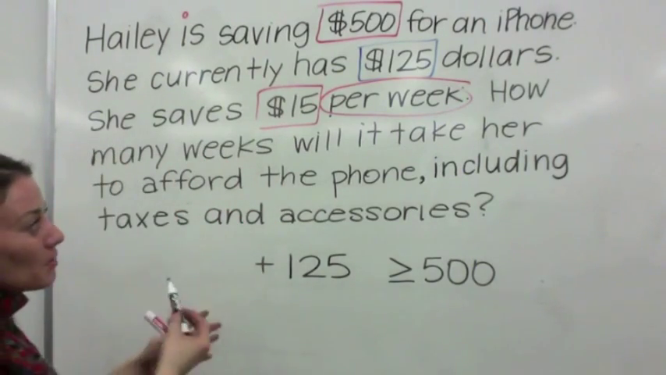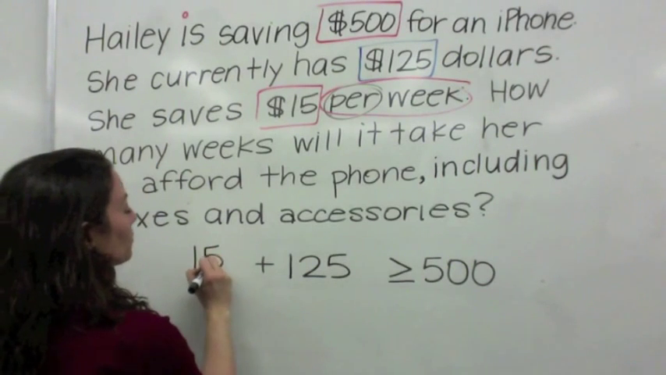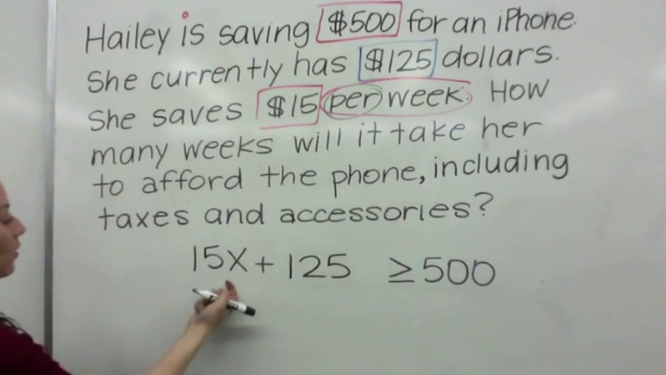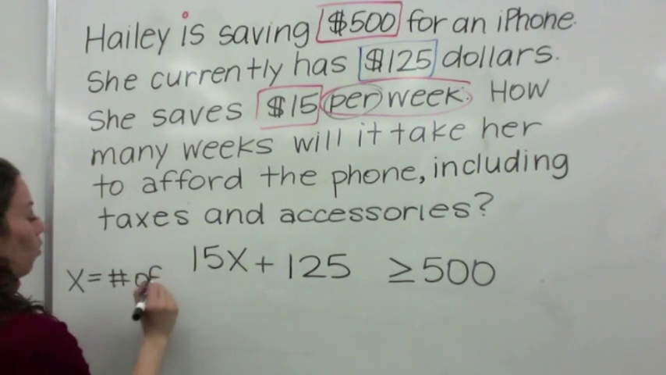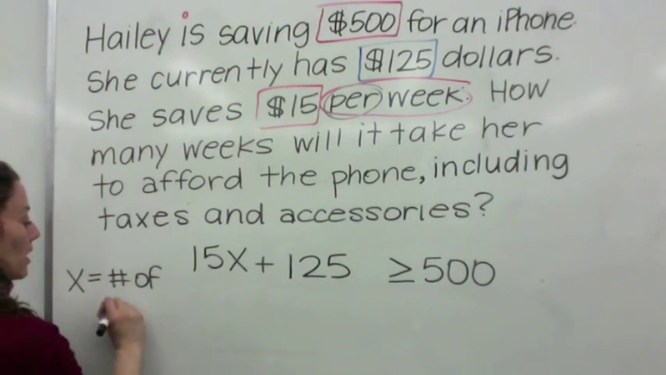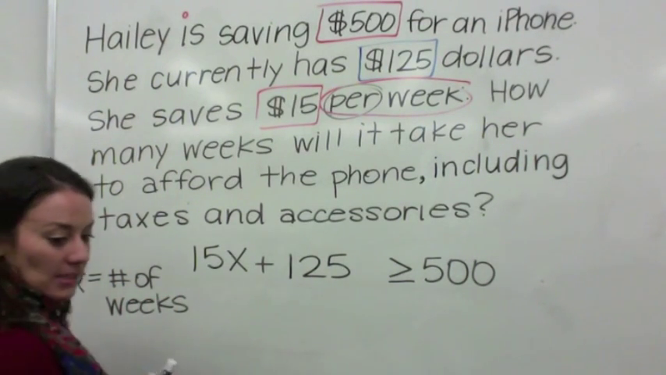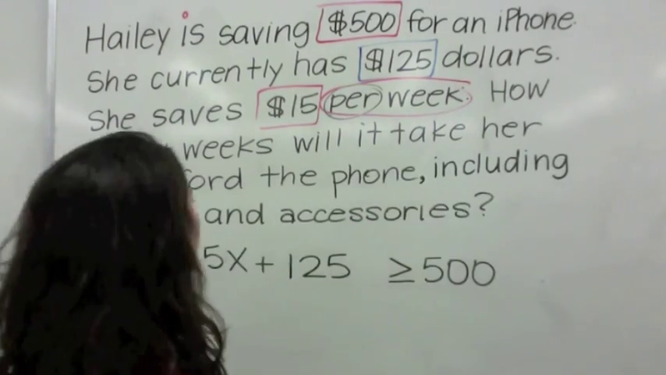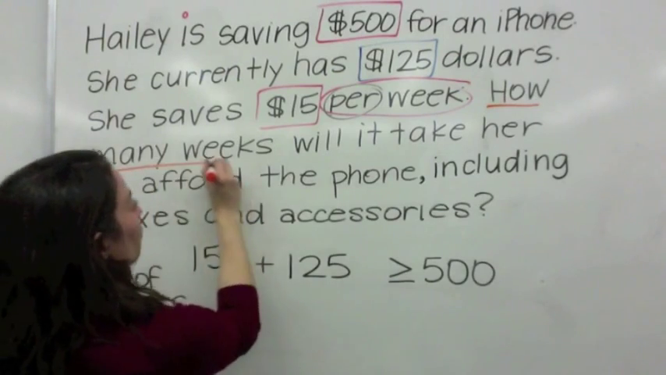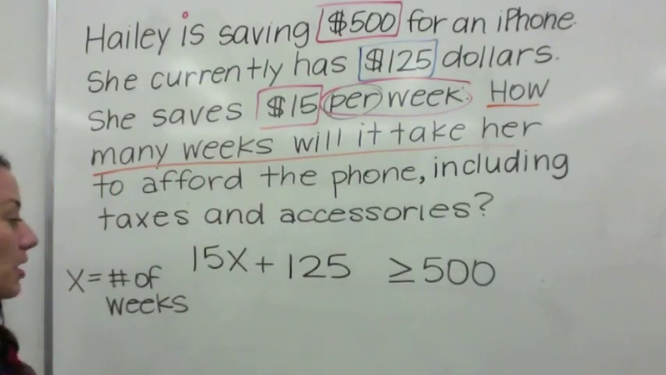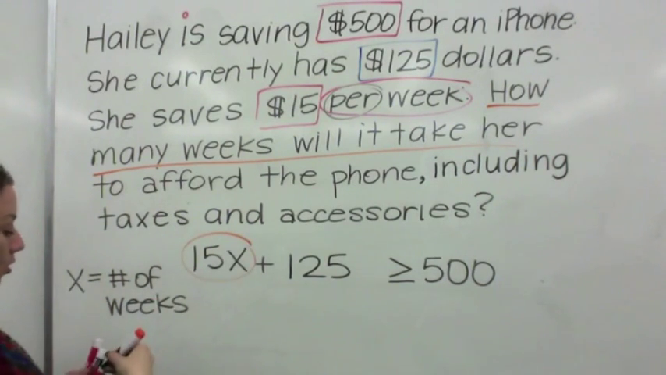So we are multiplying. The per really tells you to multiply. And so we have 15, and we're going to go ahead and put x. And what does x stand for? It's going to stand for the number of weeks, right? And of course, the question at the end asks us, how many weeks will it take for her to afford her phone? Not just her phone, but accessories. So we have this inequality set up, right? And all we do is solve for x.